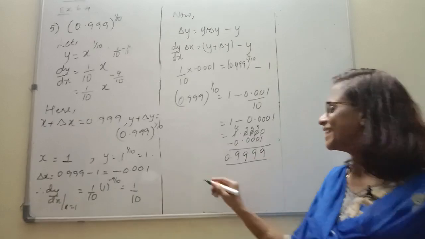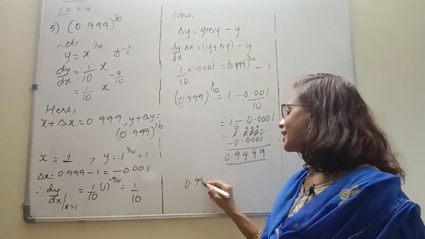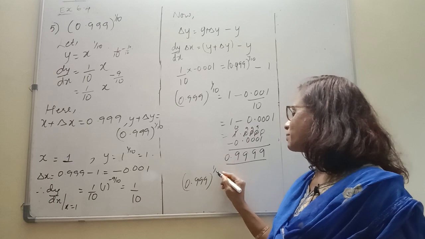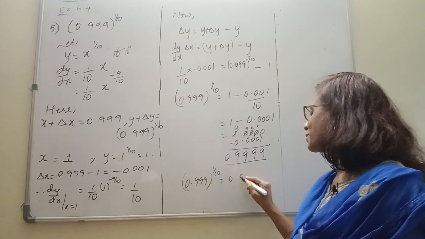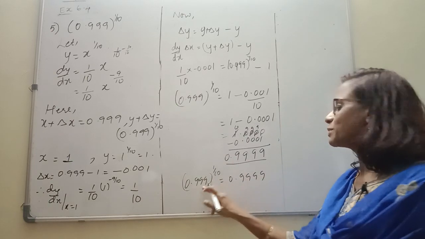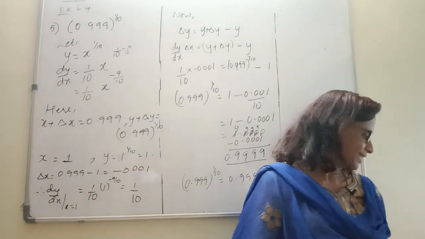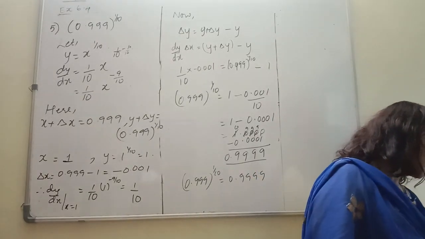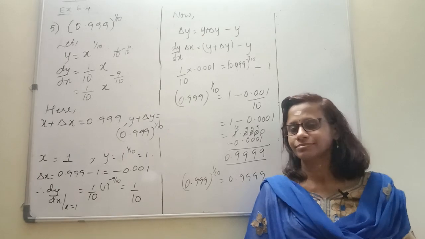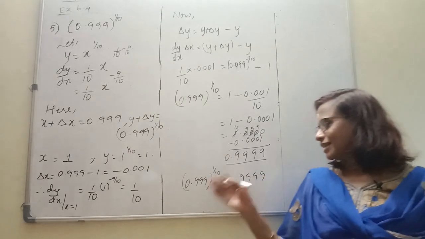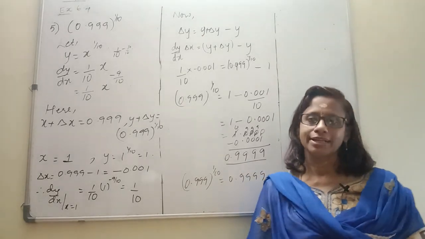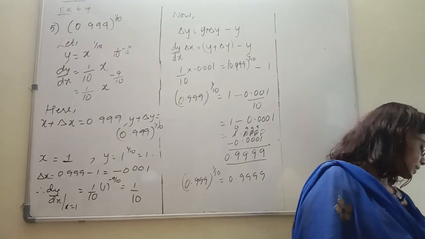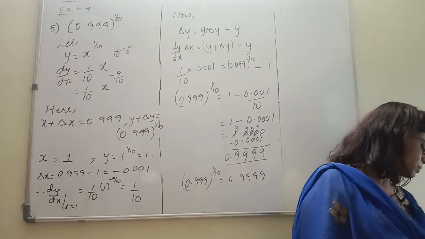So just see, 0.999 raised to 1 by 10 is 0.9999. That means one more 9 has come. That's it. So that's how it is getting approximated. It's basically very close to 1. Basically 1 only, but then that's how it is. You've got one more 9 attached to it. So probably we can also do one more problem, the sixth one.